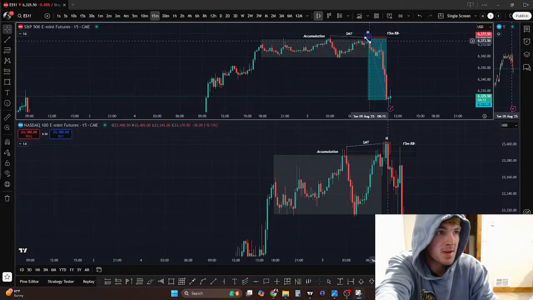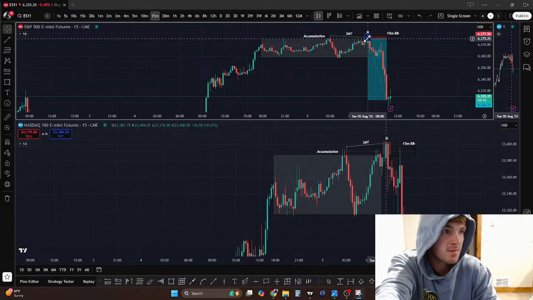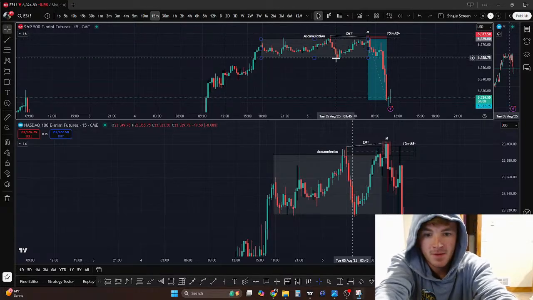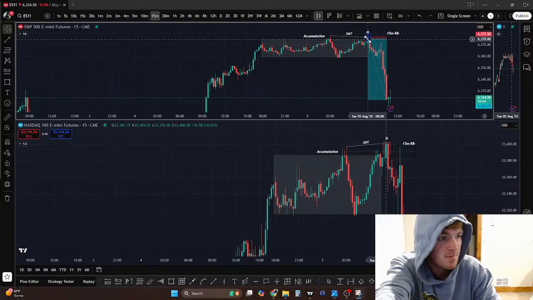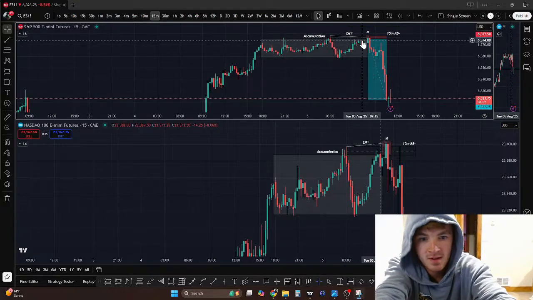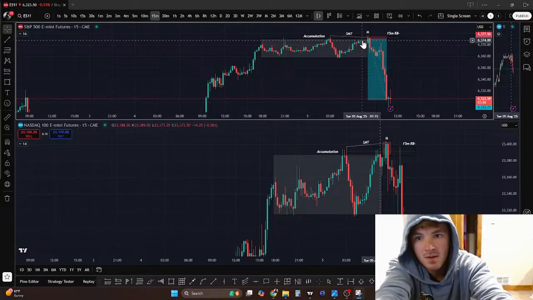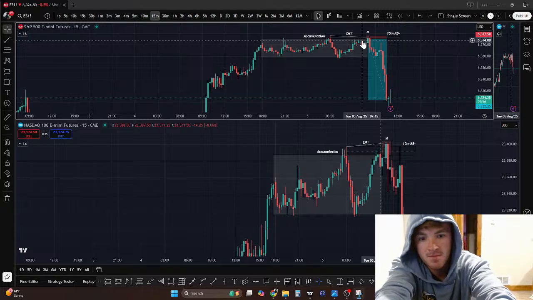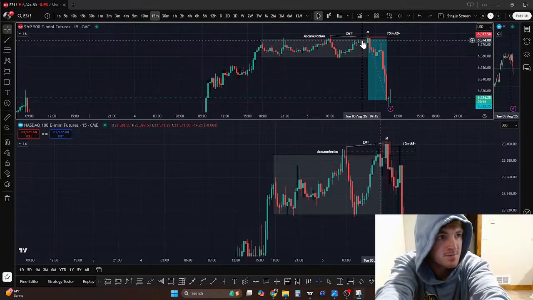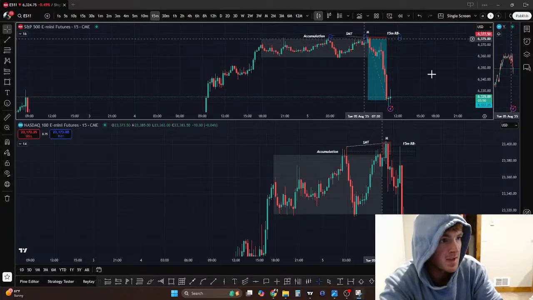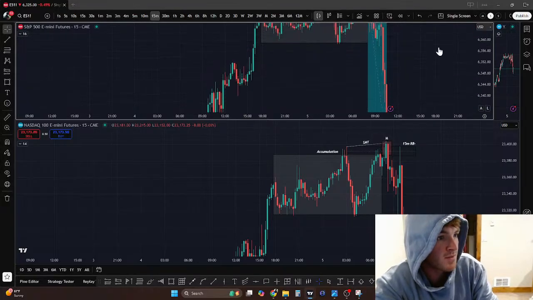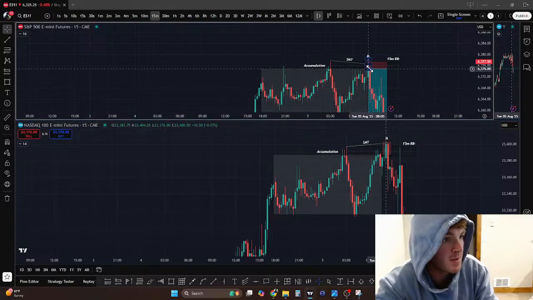So this was an amazing Phoenix model at, what was it, 8 a.m.? 8 o'clock Phoenix model, 15 minute. No aligned time frame. And then Phoenix Mini would be at the consequent encroachment of the rejection block. So it'd be right here.